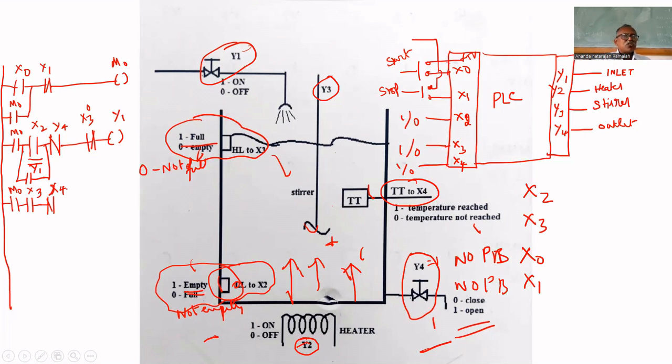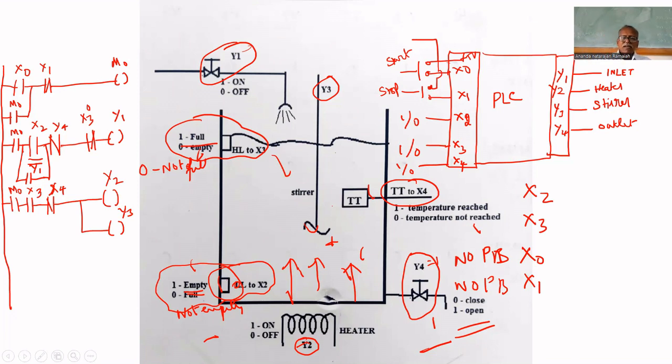But if the temperature is reached, it will automatically be turned off. So here the heater is Y2. One more output is there. That is Y3. That is the stirrer. Both will be turned on if the tank is full.